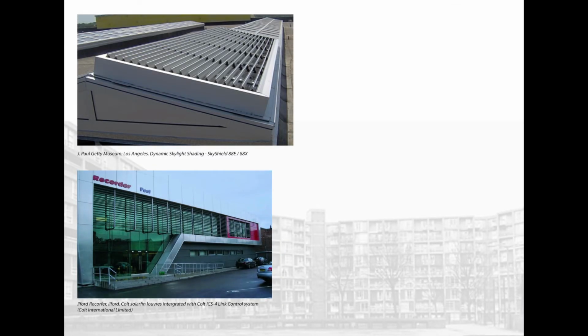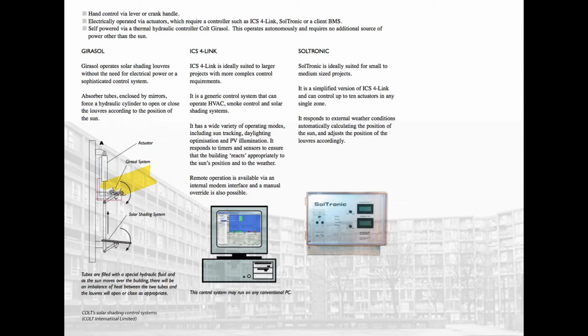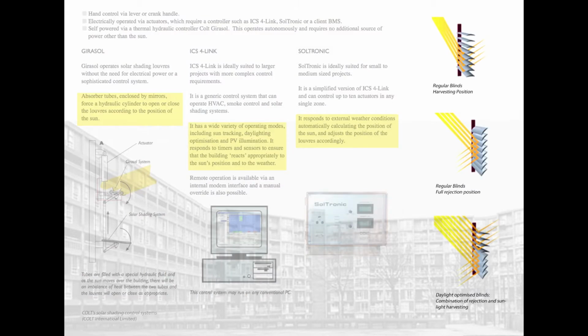Dynamic skylight shading and photovoltaic sun tracking louvers are new technologies that are run by solar powered motors. They are dependent on the sun's position, in which louvers adjust automatically to reduce solar heat gain, glare and maximize daylight, but also control solar gain in winter. Flexible shading gives optimum comfort at different times of day and dependent on seasonal changes.